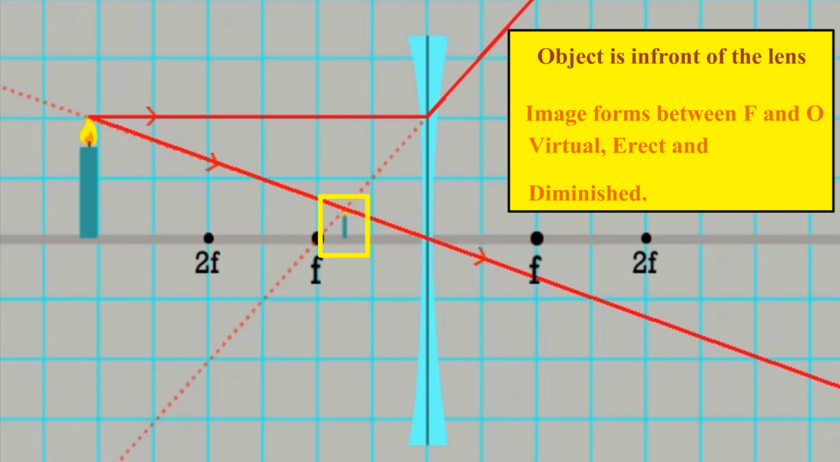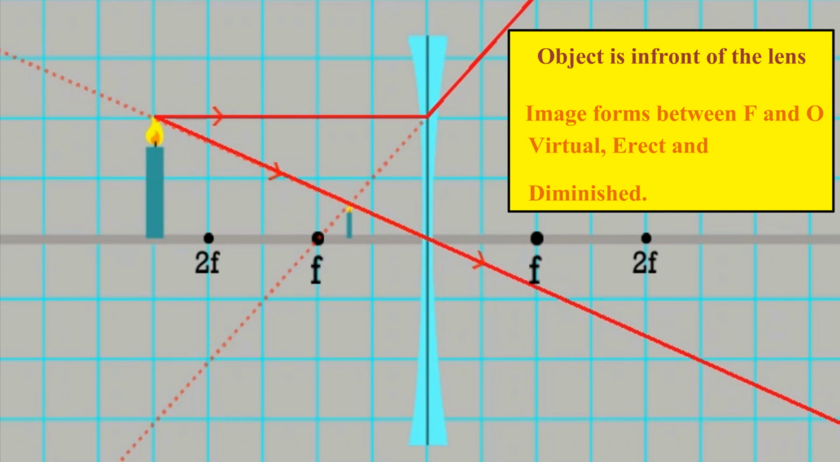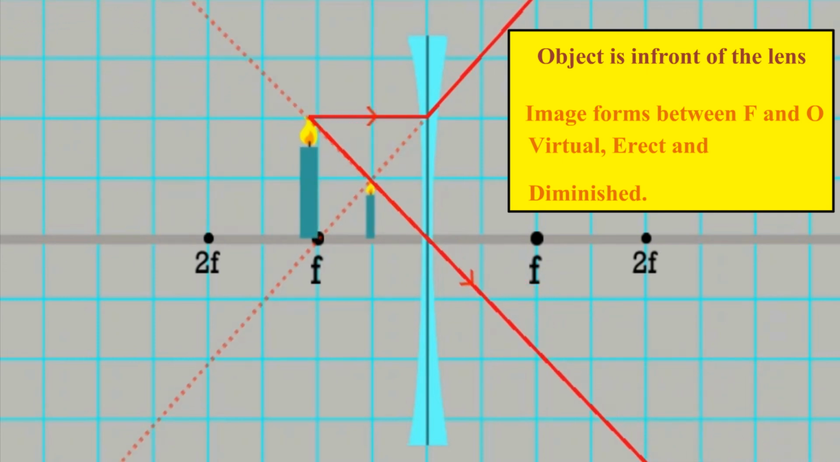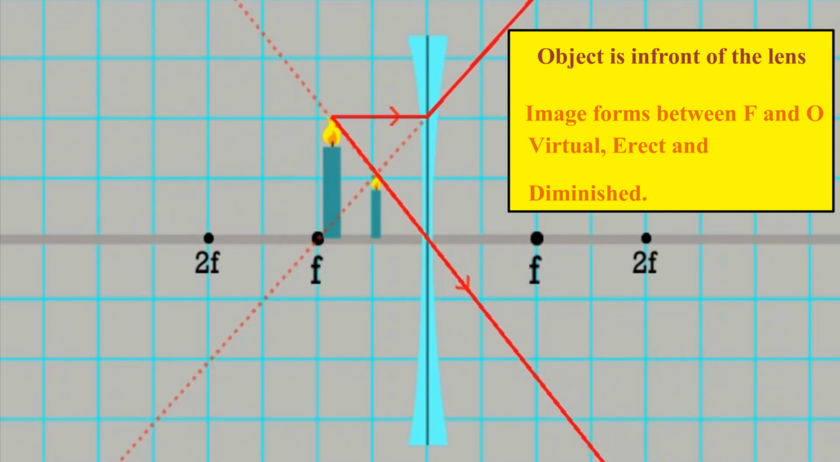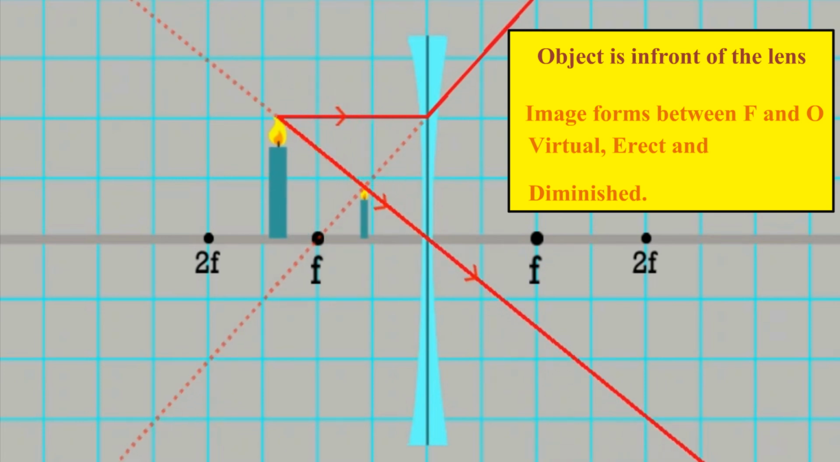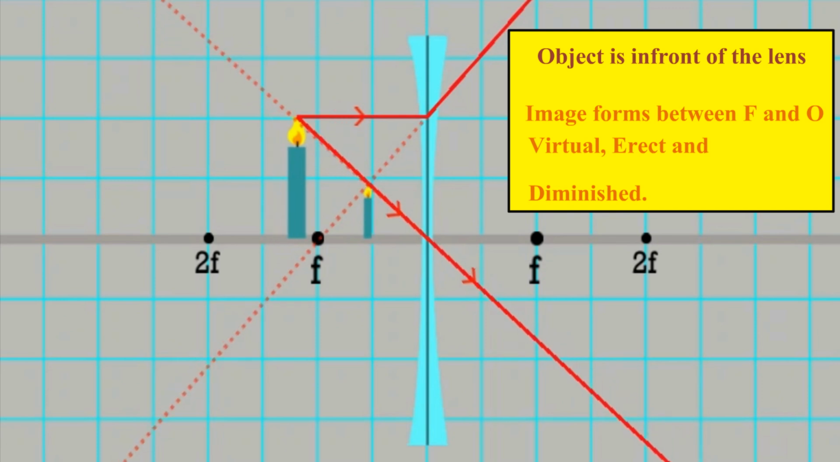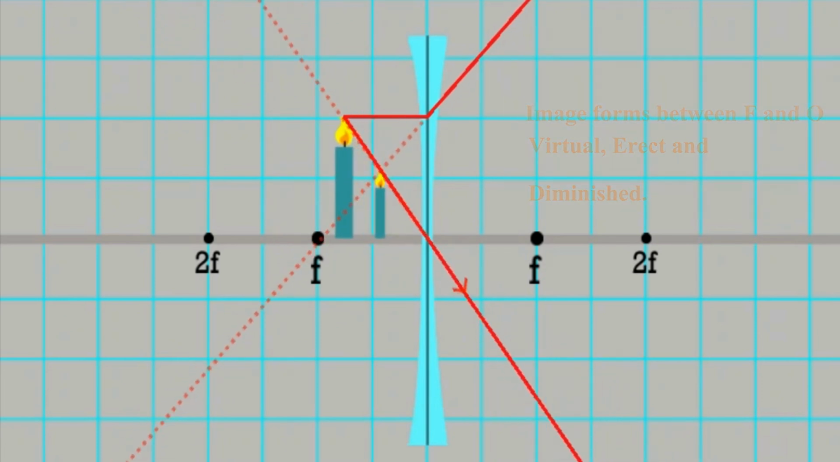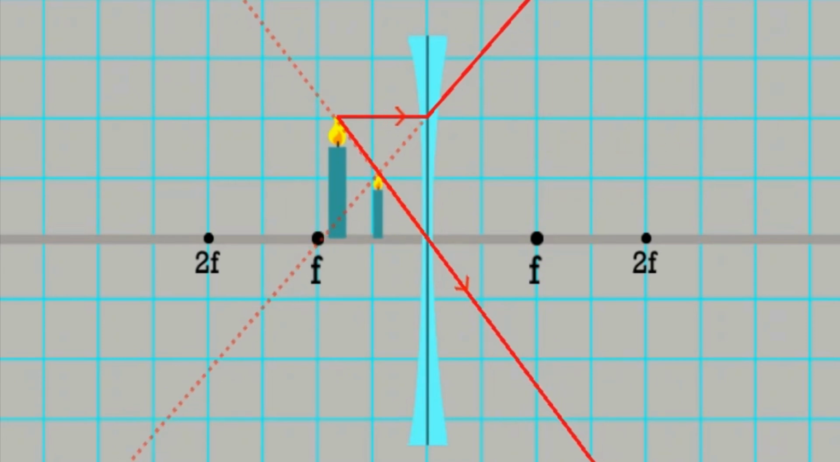Now let us move the object towards the lens. See, what do you observe? So this is your observation. The position of the image lies between the optic center and focus only. As the object comes closer, the size of the image is increasing, but it is not a magnified image. The size of the image is always less than the size of the object. So this is how a concave lens forms an image.